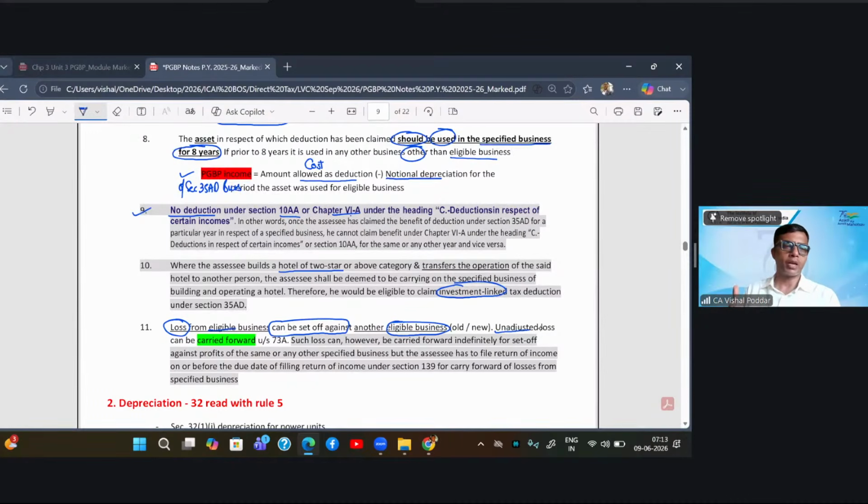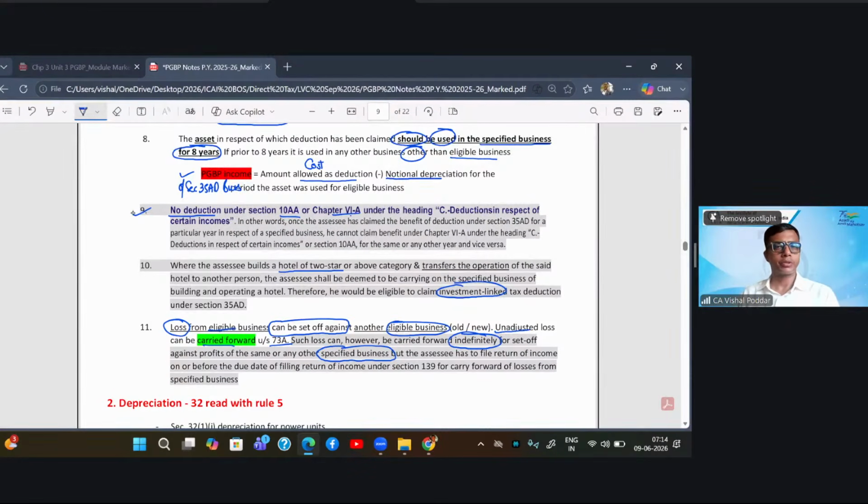Because you are not having any other 35AD where there is income, then you can carry forward it as per 73A. What is important? It can be carried forward for any number of years. So there is no time limit. For other businesses, the losses can be carried forward maximum up to 8 years. Here, there is no such time limit. It can be carried forward for any number of years. But again, in future, it has to be set off only against the 35AD business.